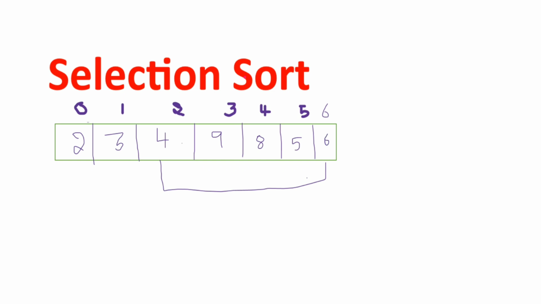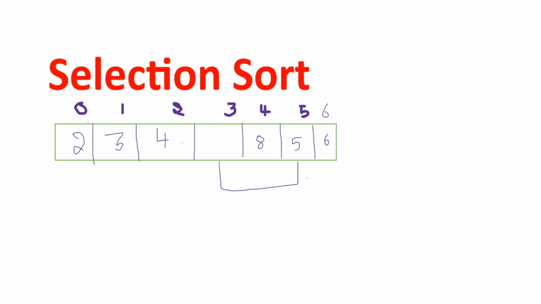The next element is 4. Now I need to swap 6 with 4. After swapping, 2, 3, 4 are the sorted part. 9, 8, 5, 6 are the unsorted part. Next, 9 is the current element. Then the fourth minimum element is 5.